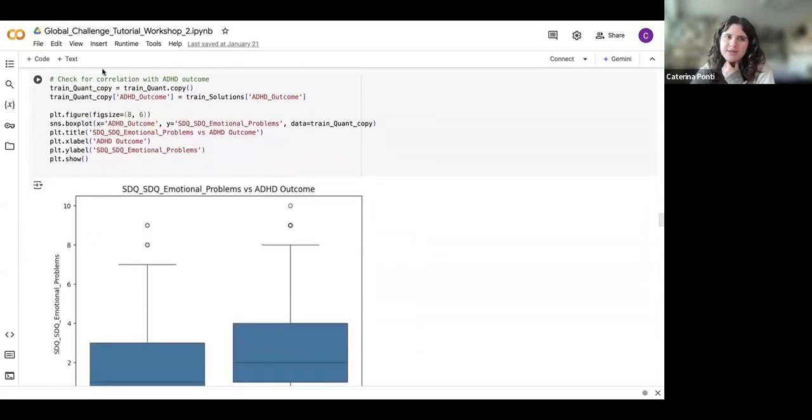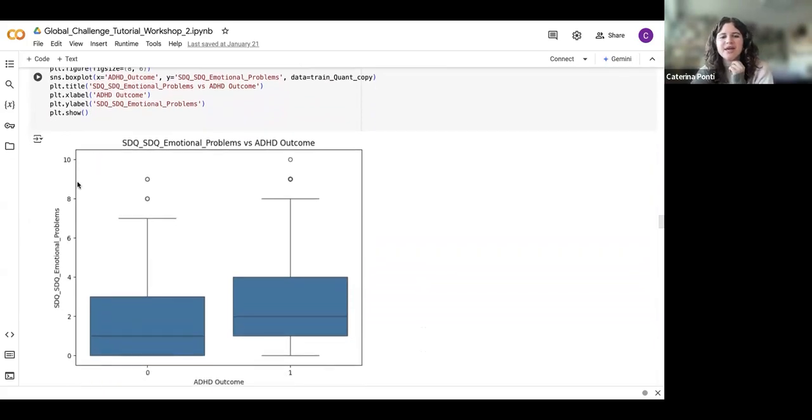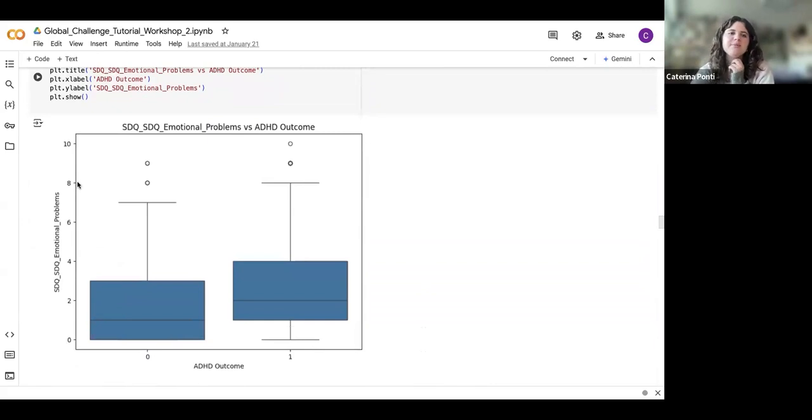look at a box plot. So this is just the code for the box plot. Please feel free to go back and look at it more, especially if you're not familiar with tools like Matplotlib. There are a lot of resources online that we can point you to. But for now, this is the box plot, and it examines the relationship between emotional problems and ADHD outcome. So the goal is to explore whether there are differences in the emotional problem scores between individuals with an ADHD diagnosis.